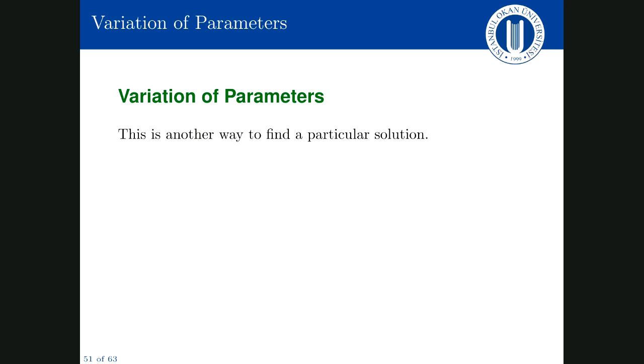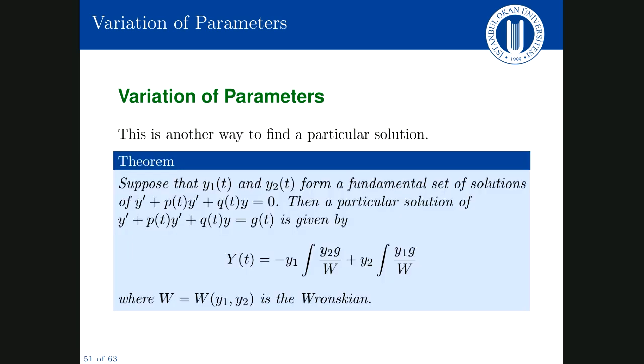We also talked about the variation of parameters method. This is another way to find a particular solution, and this relies on a theorem. The equation to remember, or to write down before the exam, is that a particular solution is given by minus y1 integral of y2 g over W, plus y2 integral of y1 g over W, where y1 and y2 form a fundamental set of solutions of the homogeneous equation, and W is the Wronskian of y1 and y2.